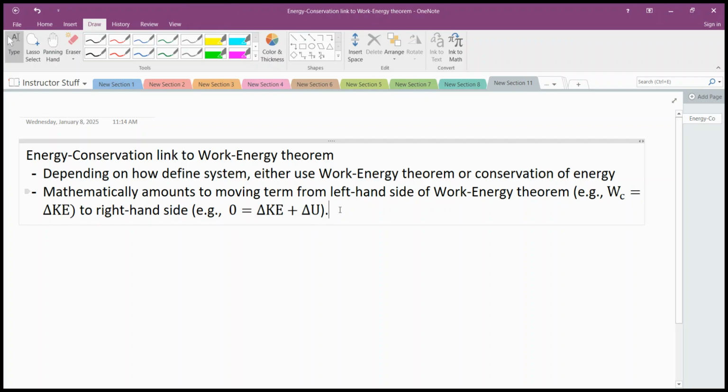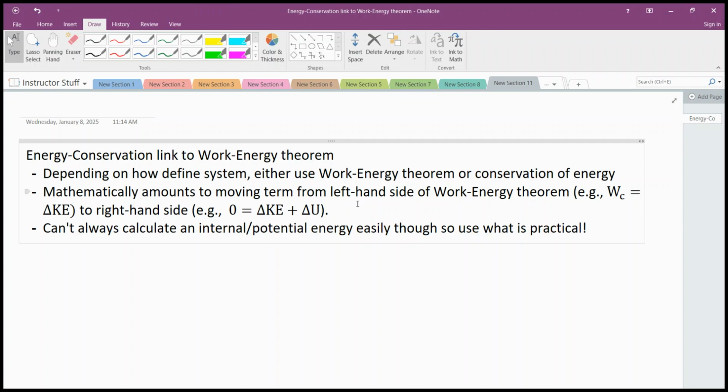So mathematically, what we did is we took a work term on the left-hand side of the equation and then turned it into an energy term and pushed it to the right-hand side of the equation. So that's all that this amounts to mathematically. To go from work-energy theorem to conservation of energy, you're just moving a term from the left-hand side to the right-hand side, or vice versa.